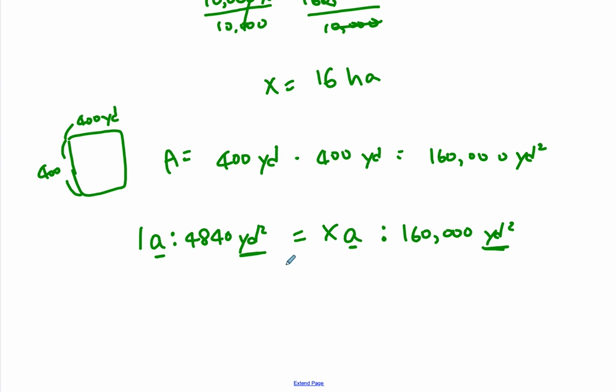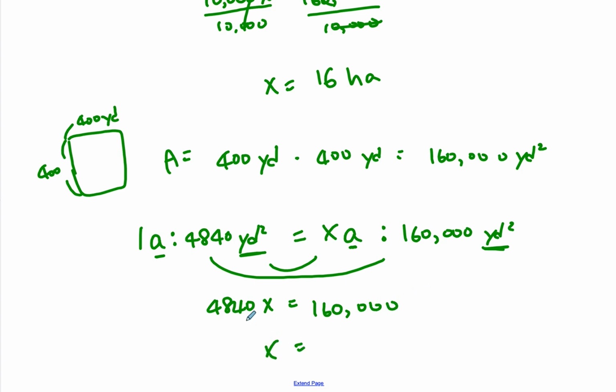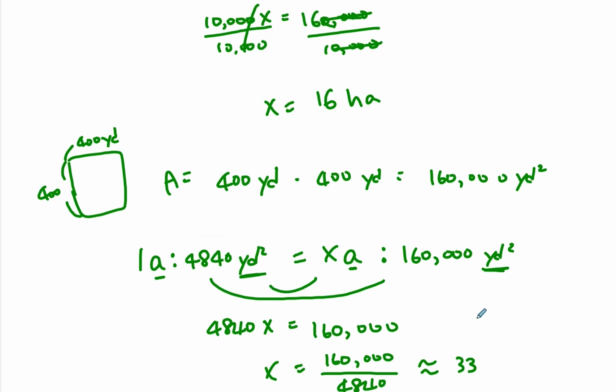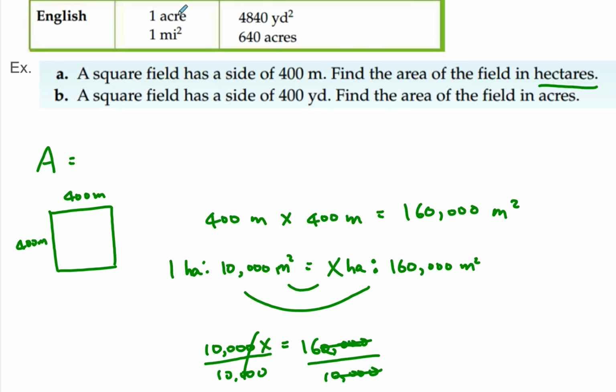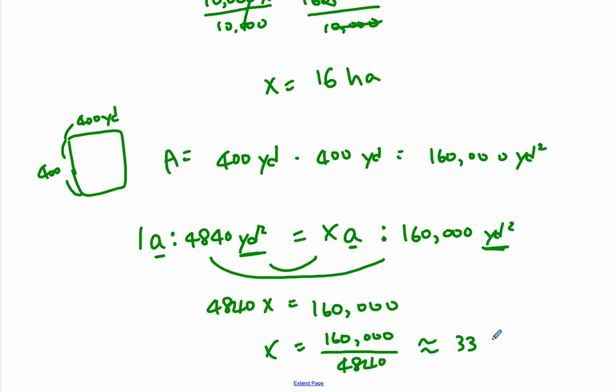Again, you start with the acres, then square yards and square yards. Then you can cancel them out, right? So inner and outer again. 4,840 x is equal to 1 times 160,000. So x is, you can divide both sides by 4,840. 160,000 divided by 4,840. If you use the calculator, that gives you about 33. And what's the unit? Acres. Oh, actually acres, sorry. So it is acres.